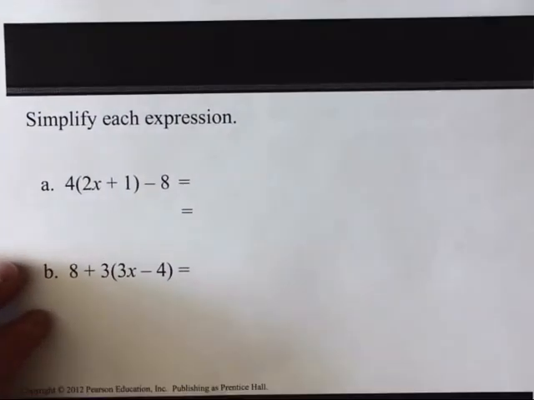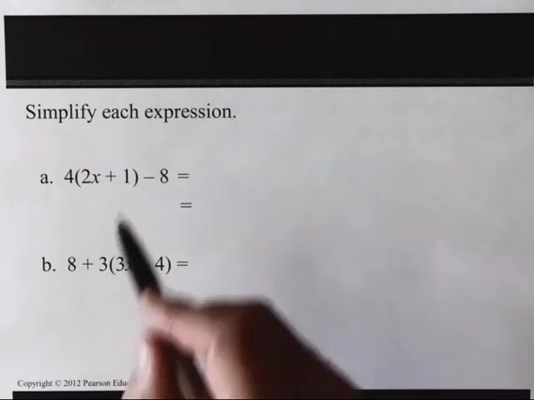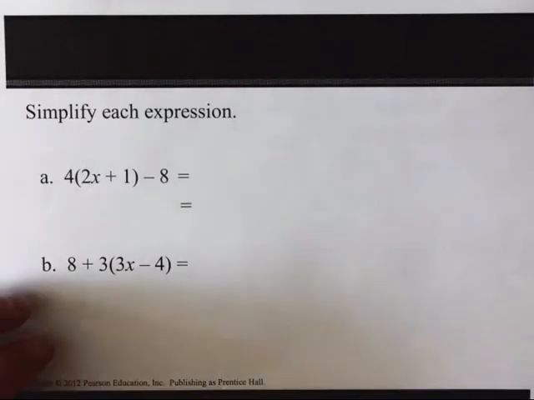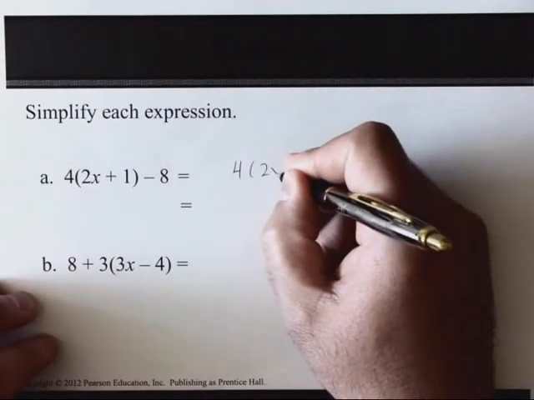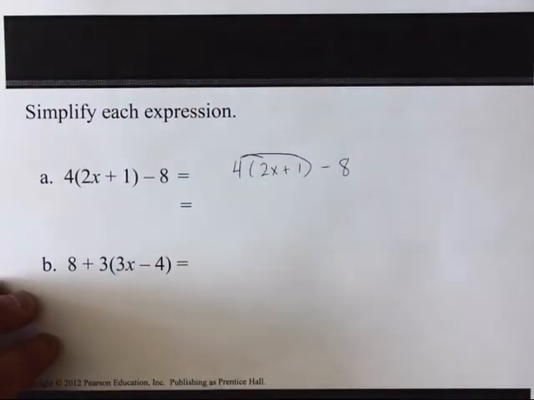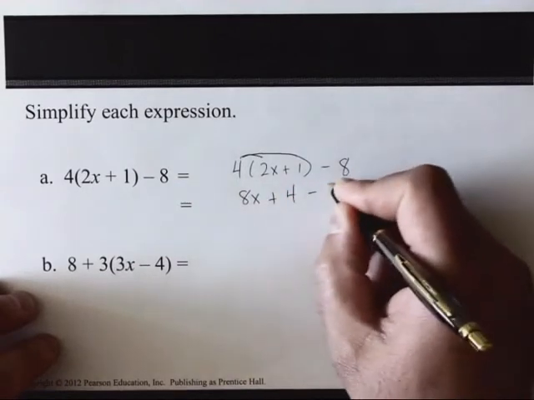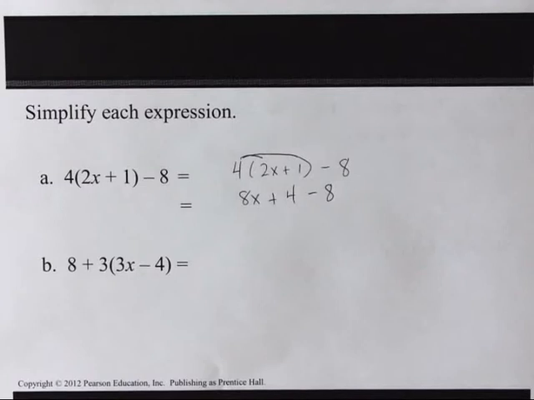So let's look at combining some of the properties that we looked at in the last section with the simplifying process. Okay. So notice we've got 4 times 2x plus 1 minus 8. We want to use the properties, combine like terms, and try to make this smaller, more simple. First, I'm going to rewrite the problem and do the distributive property. So 4 times 2x is 8x, 4 times 1 is 4, and then I bring the minus 8 down. It's still in the problem, I haven't used it yet.